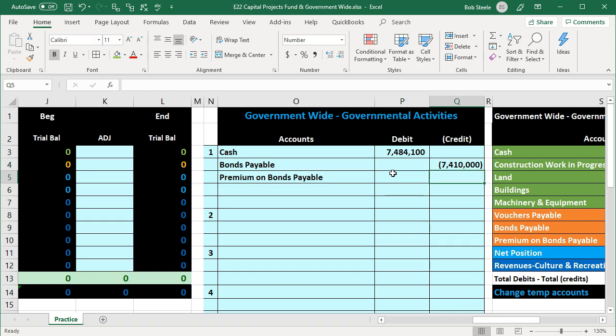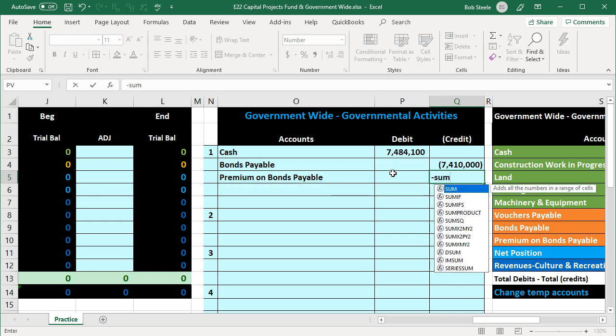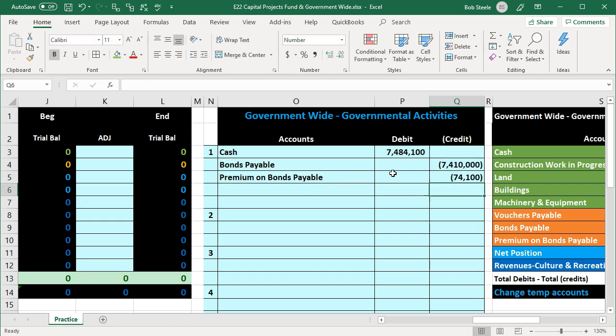The difference then is going to be the premium. We got more cash than the face amount of the bond, therefore it's a premium as opposed to a discount. This is our plug formula, negative sum. And there is our plug formula information.